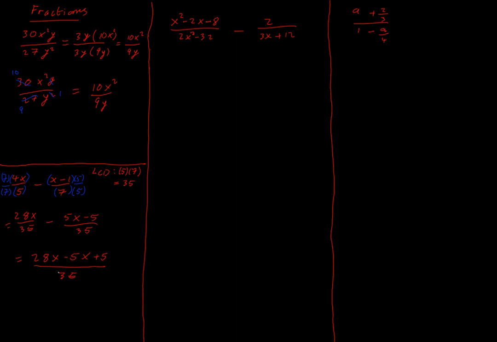Very common way to lose 3 marks out of a question on the exam. Then I mark my like terms and I get 23x plus 5 all over 35. And I can't see any common factors top and bottom, so that's the job done.